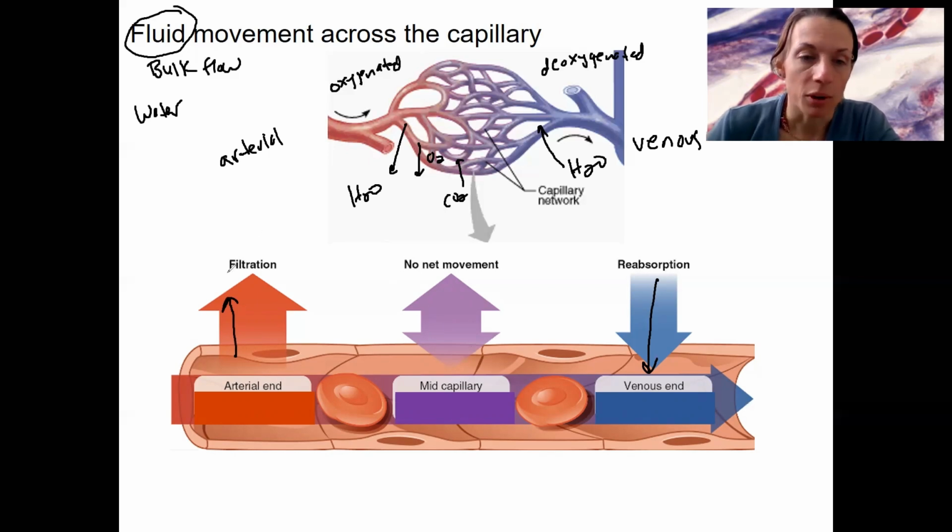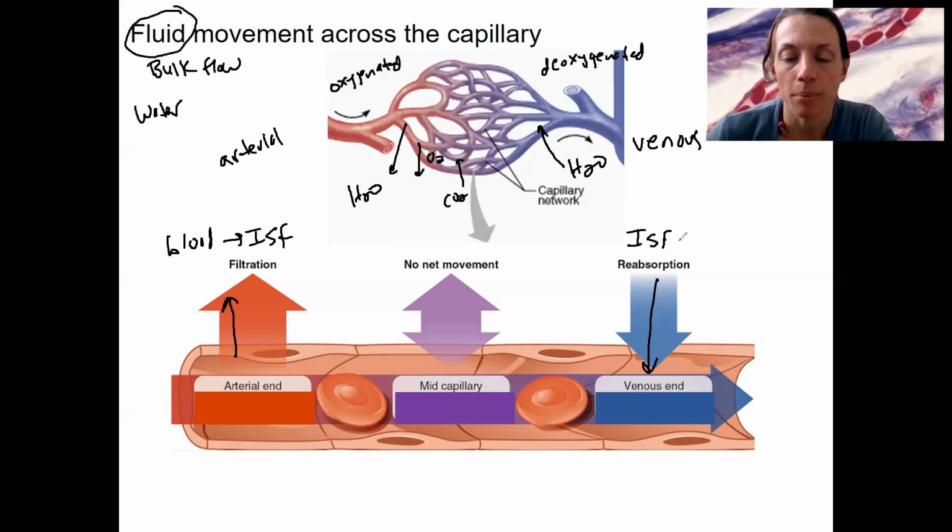The terms for these are going to be filtration. So if something's filtered, it's going out of the blood into the interstitial fluid. Interstitial fluid. Reabsorption means we're taking it back in again. So it's going from the interstitial fluid back into the blood. And we'll see these terms again at the kidney. So that's the overview.